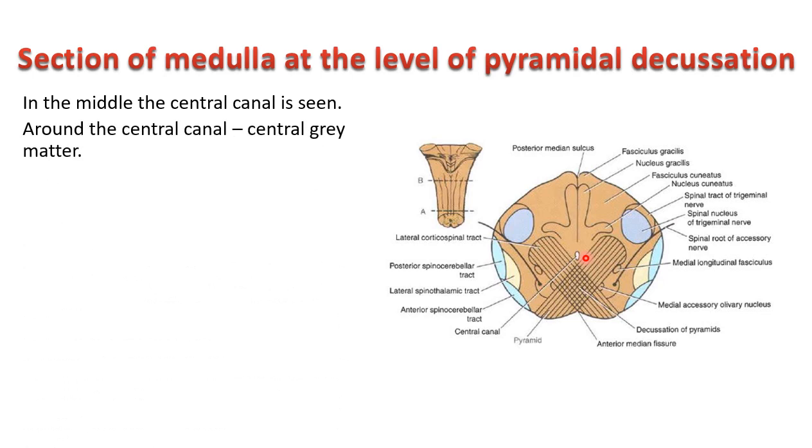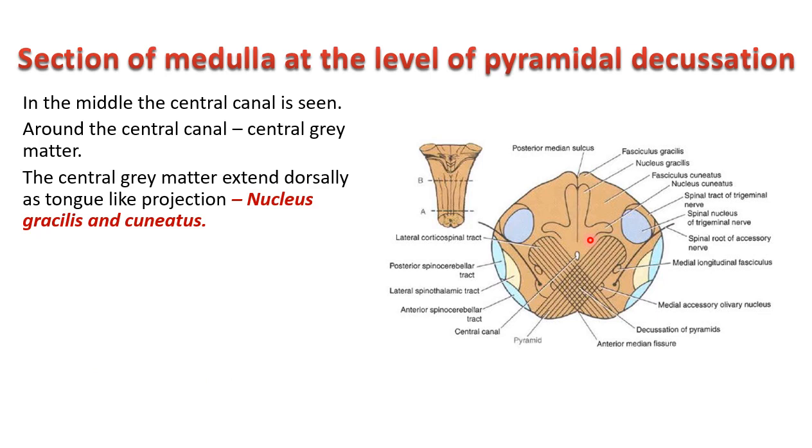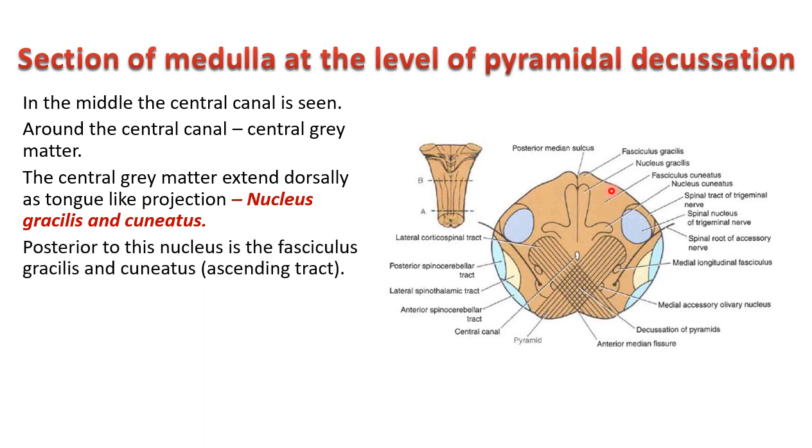Now, if you look at the central gray matter dorsally, it shows a tongue-like projection, and that is called the nucleus gracilis and the nucleus cuneatus. The medial one is the nucleus gracilis and the lateral one is the nucleus cuneatus. They form a bulge as the gracile and cuneate tubercles on the surface, which we have seen on the external aspect. So that is the nucleus gracilis and cuneatus.